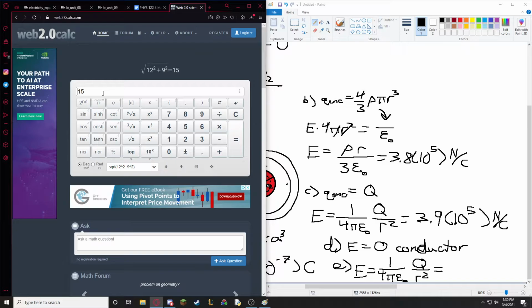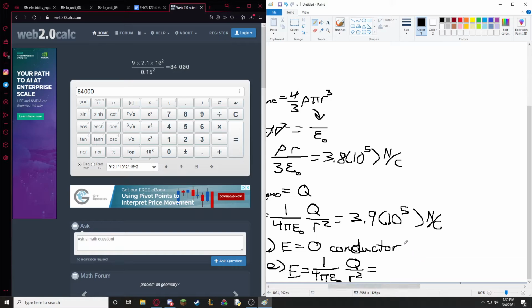And so we have K times Q. K is 9 times 10 to the 9, and then Q is 10 to the negative 7, so it comes out to 10 to the 2. We're dividing that by 15 centimeters, which is 0.15 squared. We get an electric field magnitude of about 8.4 times 10 to the 4 newtons per coulomb.